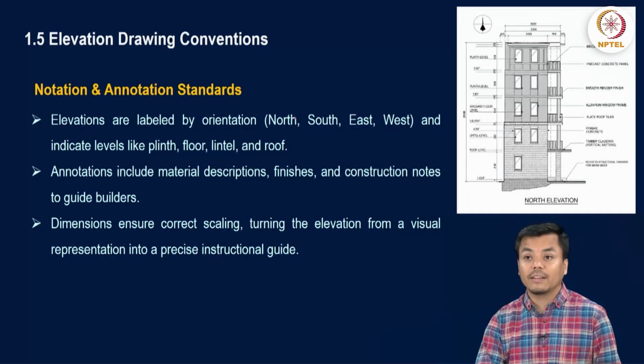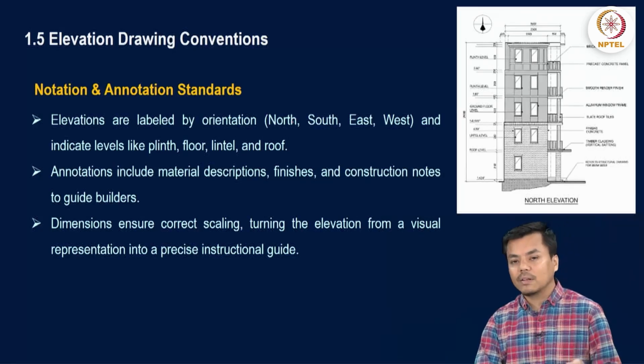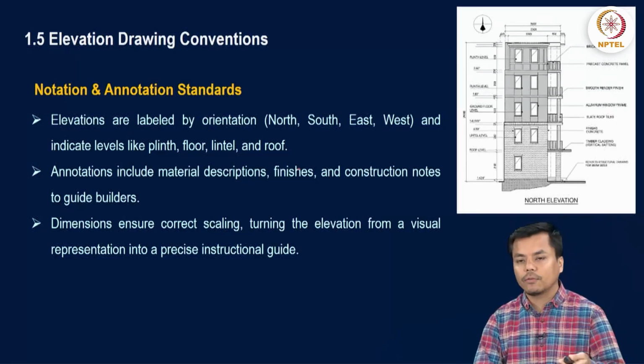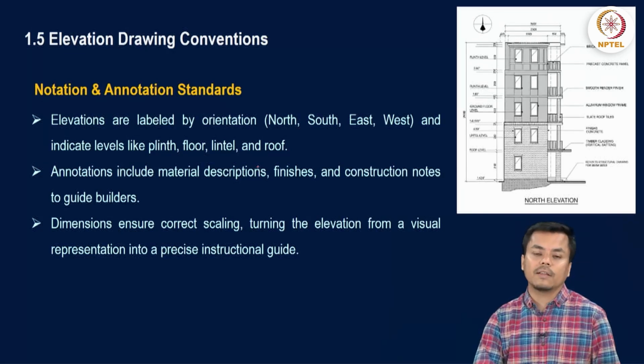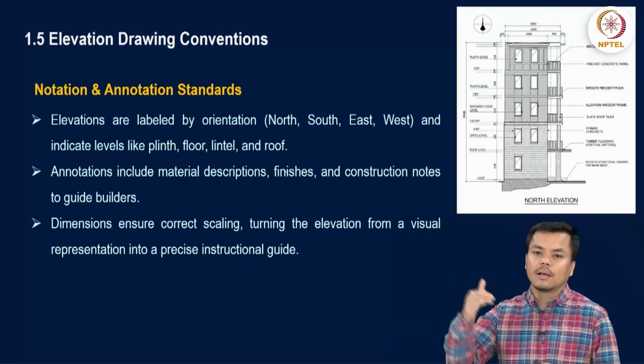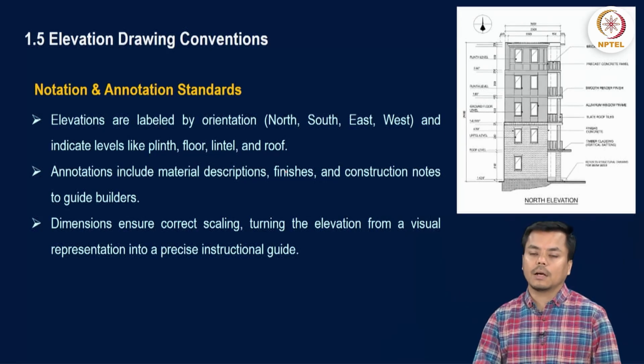Elevations are labeled by orientation as explained earlier, so that the material choice as well as the opening sizes are discussed and presented in a particular order. So all these levels have to be mentioned: your roof level, plinth, floor, lintel and all the different levels like first floor, second floor, and so on. Annotations include material depiction that you have to showcase, finish and construction notes if there is anything specific to the element that you have used, so specify that also. Dimensions also have to be added so that the correct height of the structure is understood.